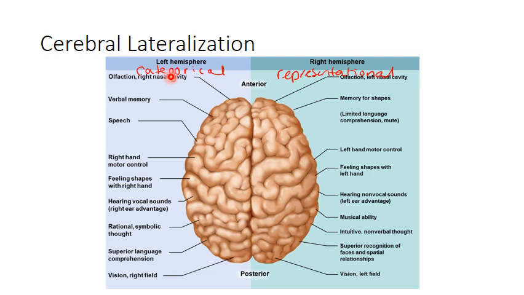Again, primarily left is categorical, so we would define that as spoken or written language, and then also sequential or analytical reasoning, whereas the right hemisphere is going to be more holistic integration, imagination, and then pattern and spatial perception.